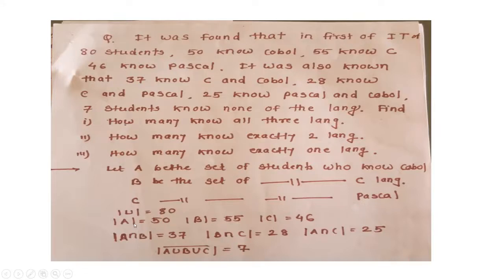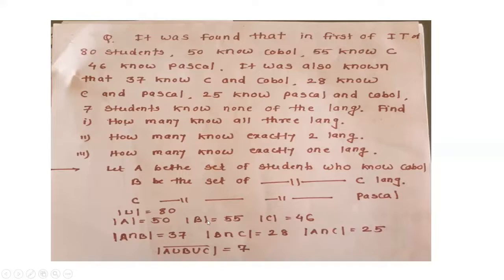A, who know COBOL, is equal to 50. Then B, who know C language, is equal to 55. And C, who know Pascal, is equal to 46. The intersection of COBOL and C language is 37. The intersection of C language and Pascal is 28. And the intersection of COBOL and Pascal is 25.